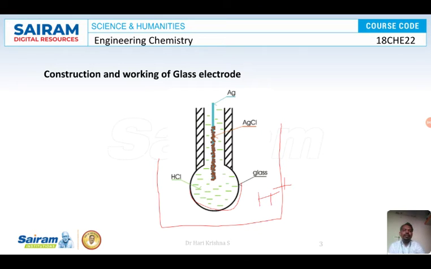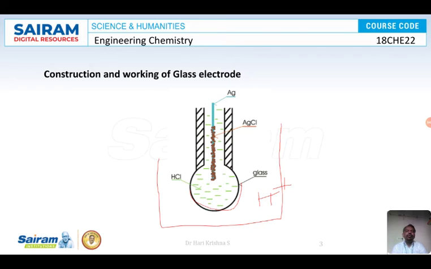Once the concentration of the H+ ion inside the bulb and outside the bulb are equal, no more H+ ion exchange reaction will occur. So the main reason for this ion exchange reaction to occur is the difference in concentration of H+ ion. Due to this ion exchange reaction occurring at the bulb, a potential is developed across the boundary, and that potential is called the boundary potential.